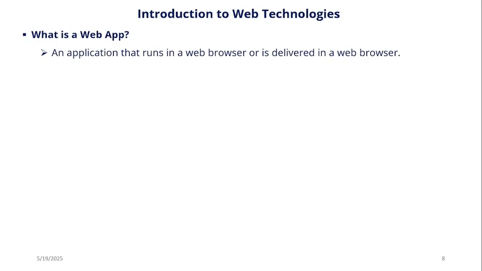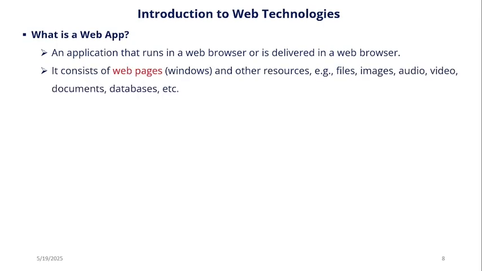So any application that you create, in fact, all the applications that you are going to create with Django will be web apps. So a web app consists of web pages and other resources, for example, files, images, audio, video, documents, databases, and so on and so forth. So all of them come together to make up a web app.